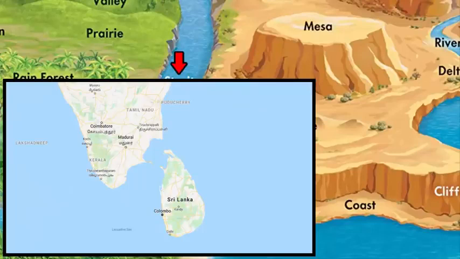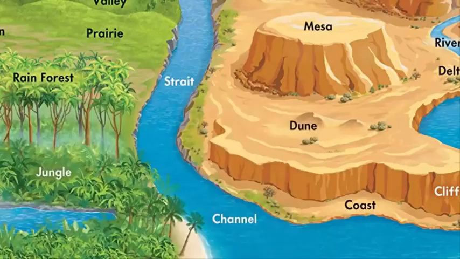In India, we have the Pak Strait, which is between the Indian state of Tamil Nadu and the island nation of Sri Lanka. It connects the Bay of Bengal in the northeast with Pak Bay in the southwest.